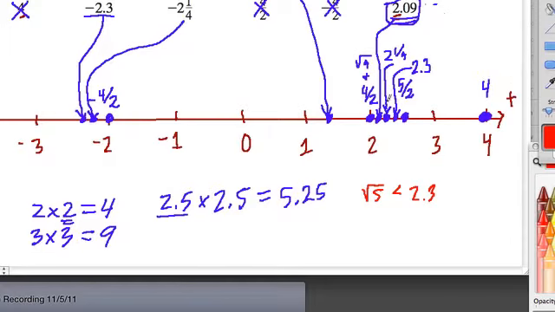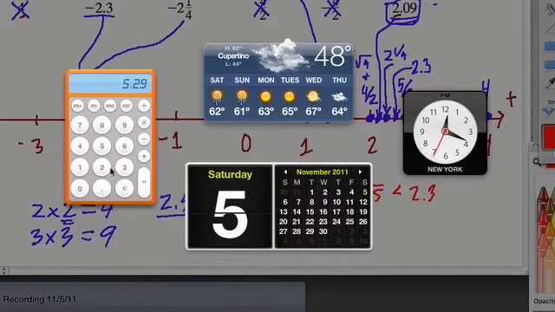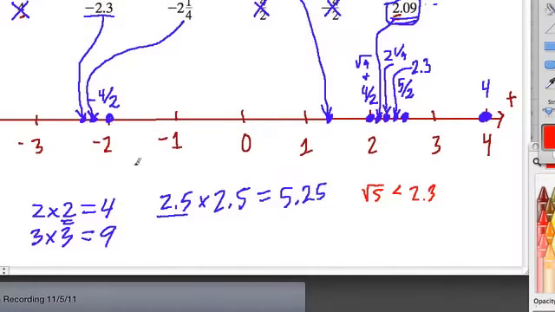The question is, is it above 2 and a fourth? Well, let's try that. 2.25, which is 2 and a fourth, times 2.25. 2.25 squared gives us a number above 5. So that means the square root of 5 is less than 2.25. Now, we can keep trying to get as precise as possible, but we just need to know, we know it's less than 2 and a fourth, and above 2, is it less than 2.09? So let's try that next.